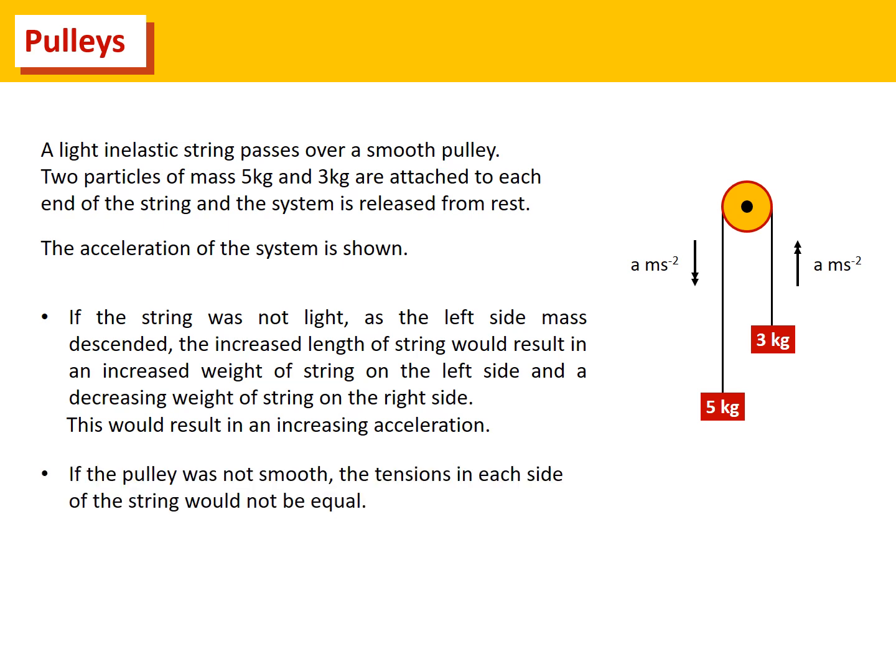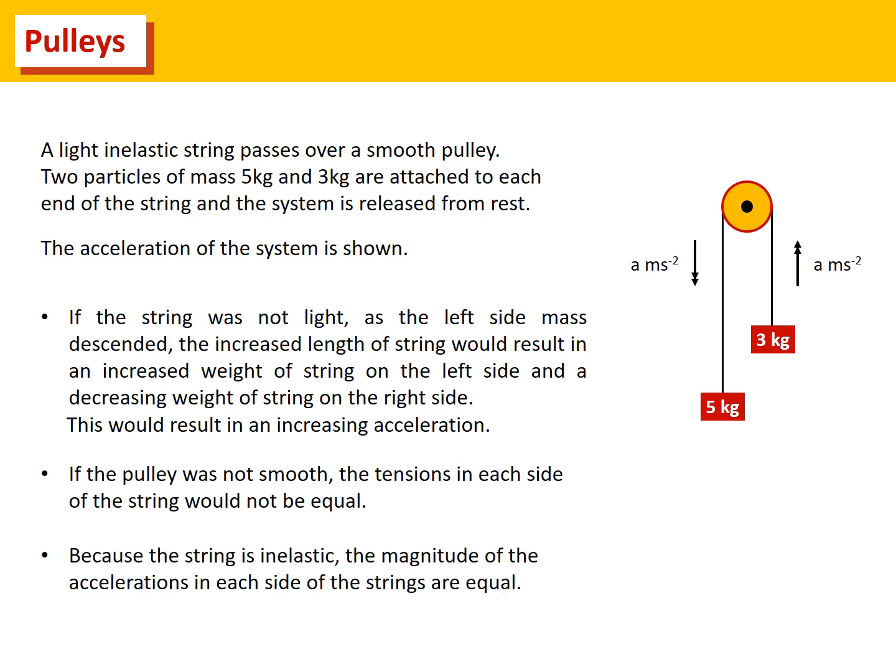If the pulley was not smooth, the tensions in each side of the string would not be equal. You are probably familiar that we just write the tensions in as T, T on both sides. You wouldn't be able to do that if the pulley was not smooth. And because the string is inelastic, the magnitude of the accelerations in each side of the string are equal, albeit one's going up, which would be positive, one's going down, would be negative.